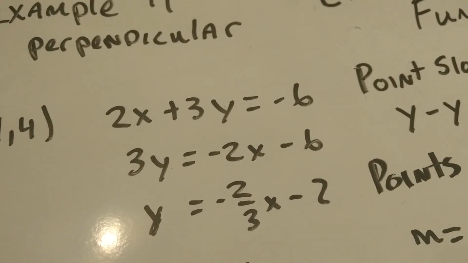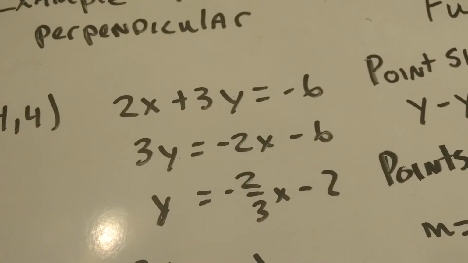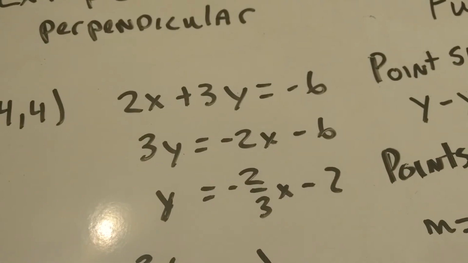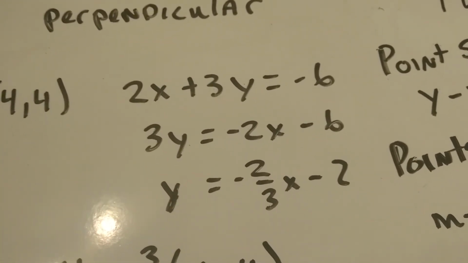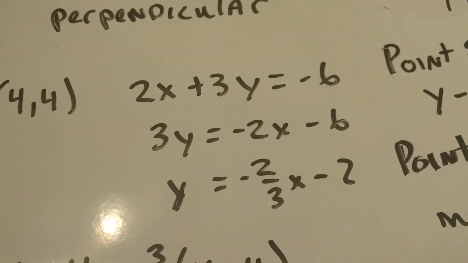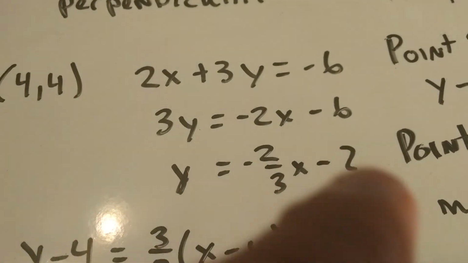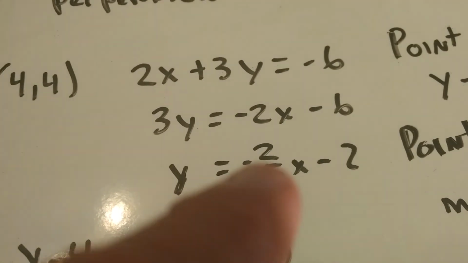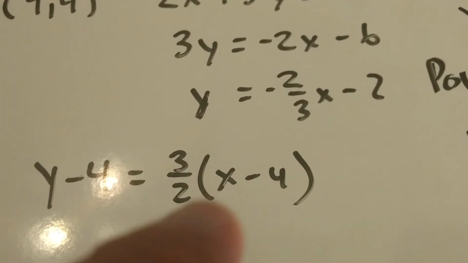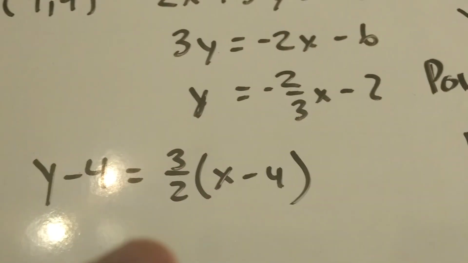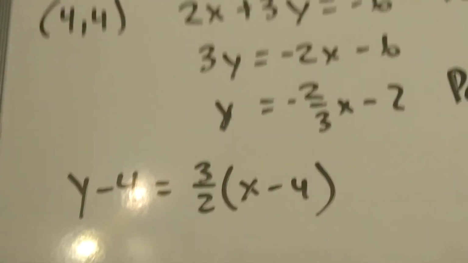Now remember the relationship of perpendicular slopes. Perpendicular slopes have to be opposite in sign, reciprocals of each other. In other words, if I multiply the two together, I should get negative 1. So whereas this is negative 2/3, this is going to be a positive 3/2. If I were to multiply negative 2/3 times 3/2, I would get negative 1.